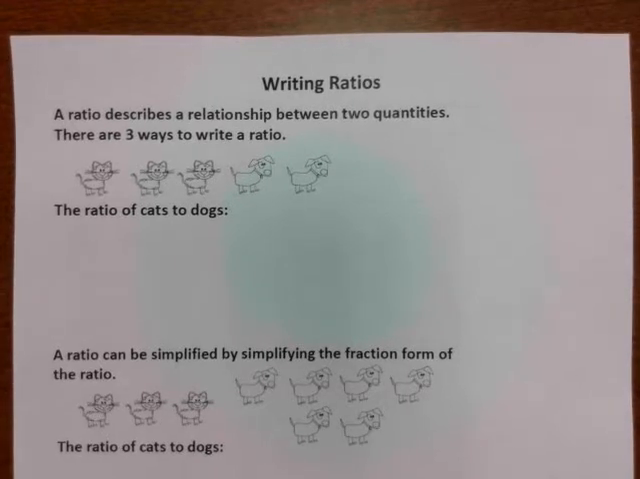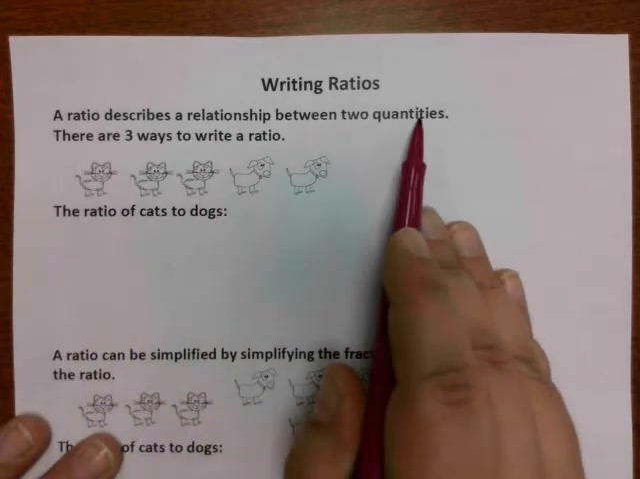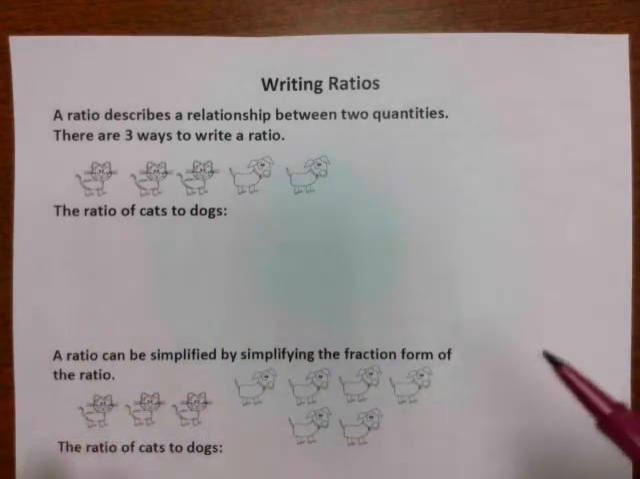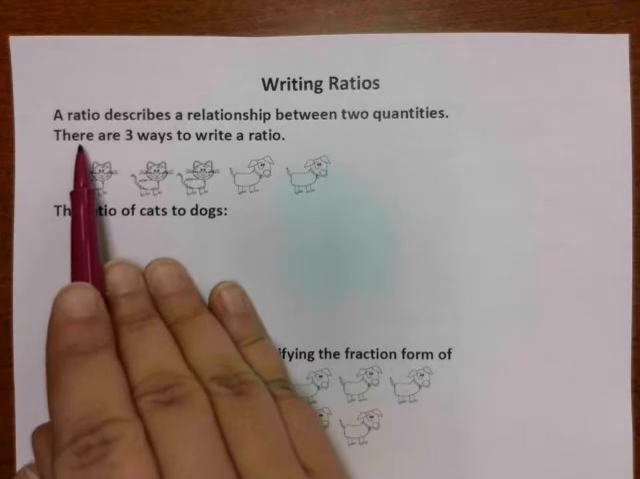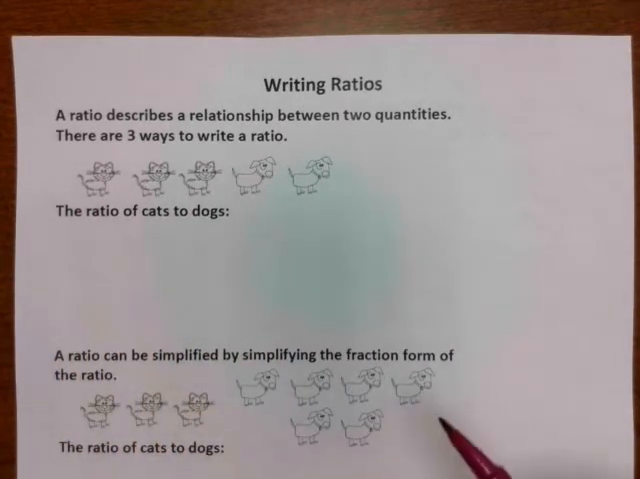So ratios, you might be kind of, oh, what does ratios mean? Ratio is just a fancy word for a fraction, okay? A ratio describes a relationship between two quantities, exactly what a fraction does. You can see here that it says there are 3 ways to write a ratio. We're going to look at those 3 ways. It's actually a fraction, and then with the colon.